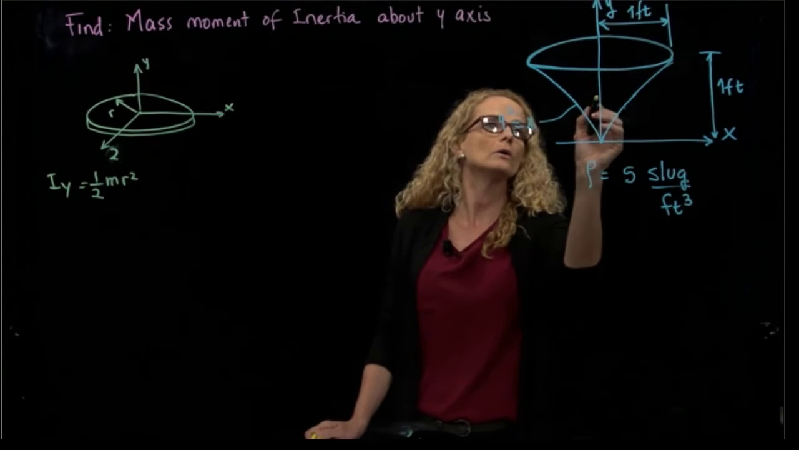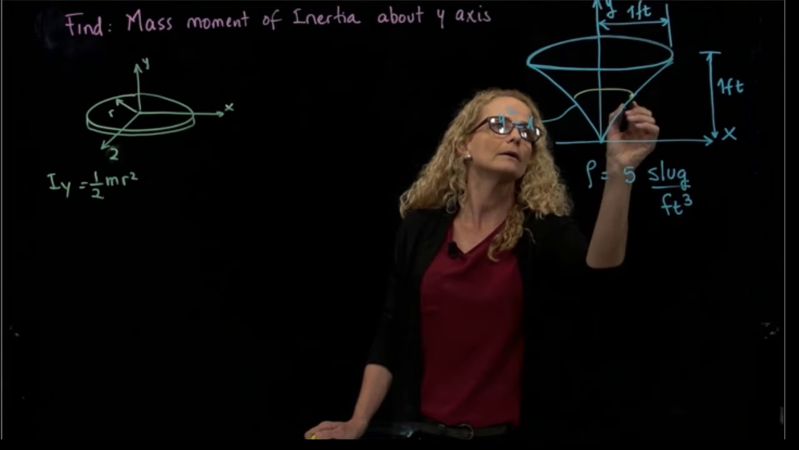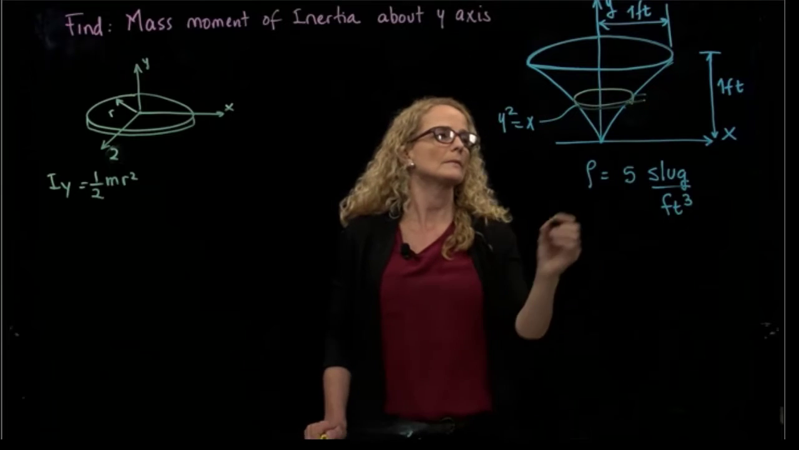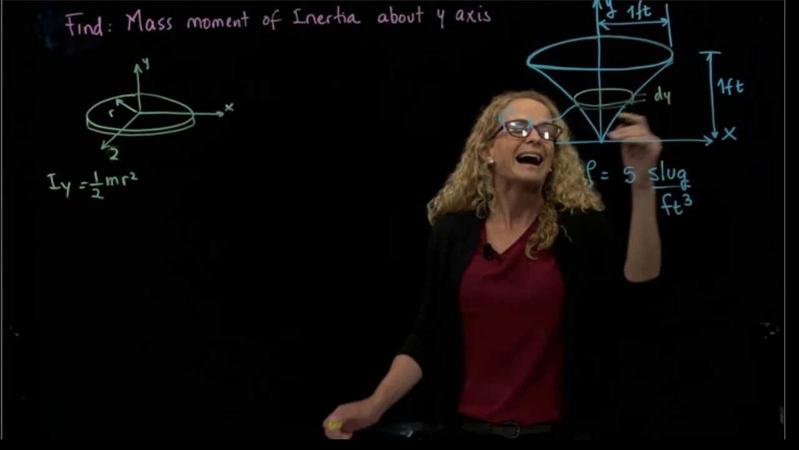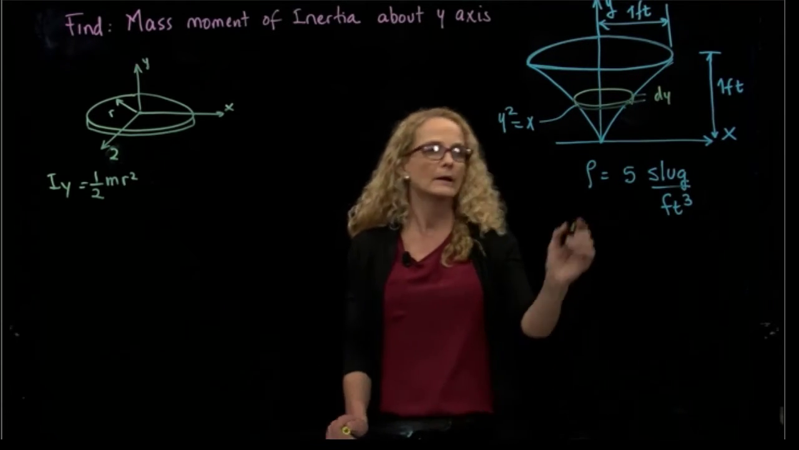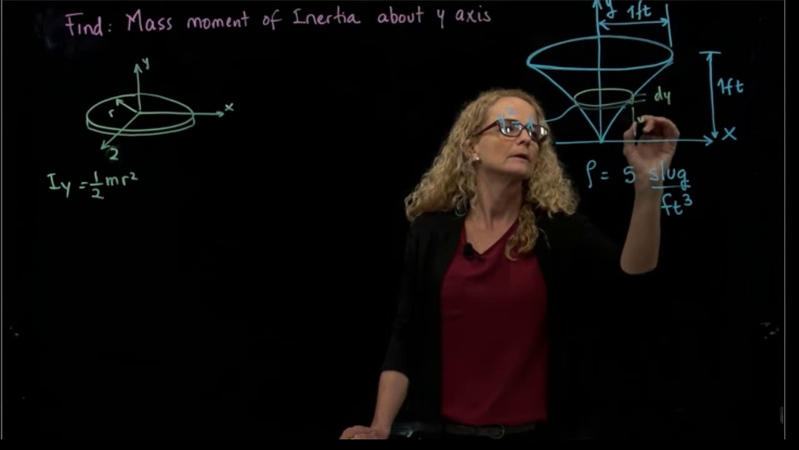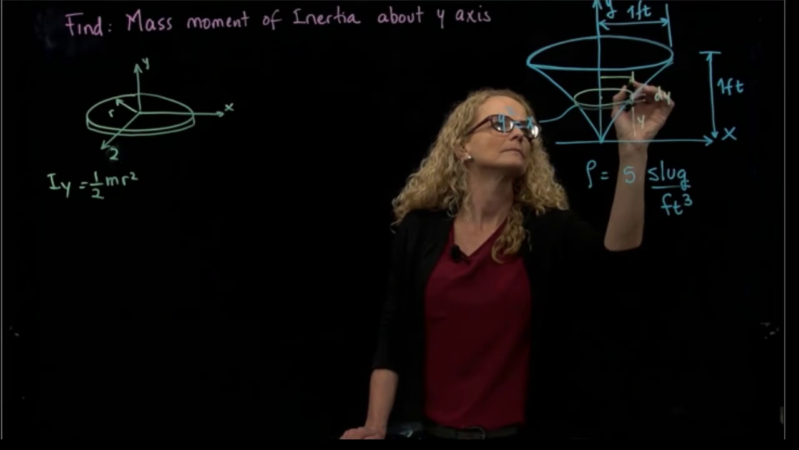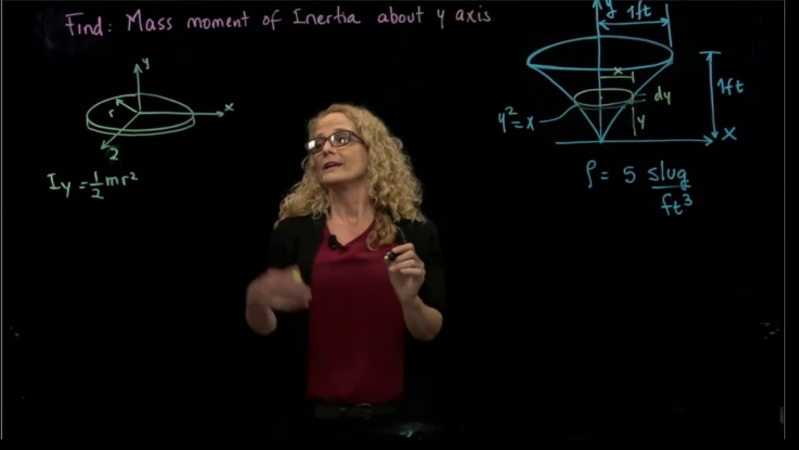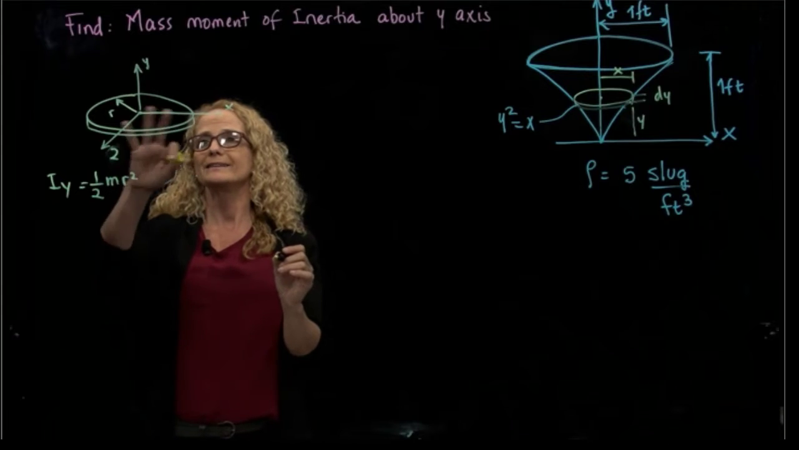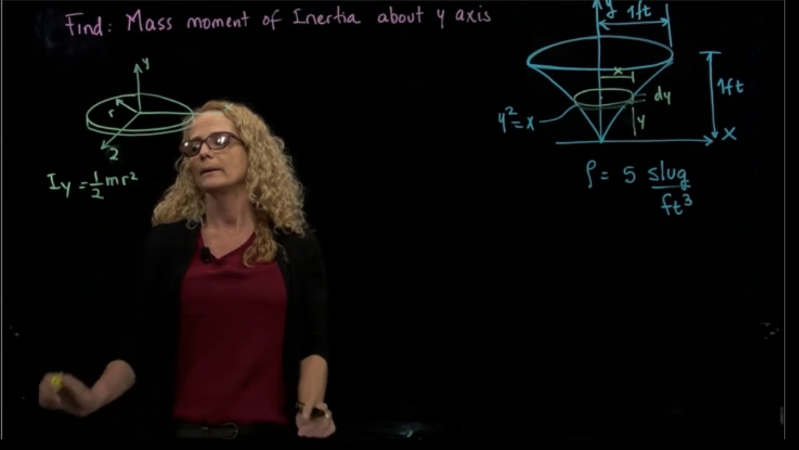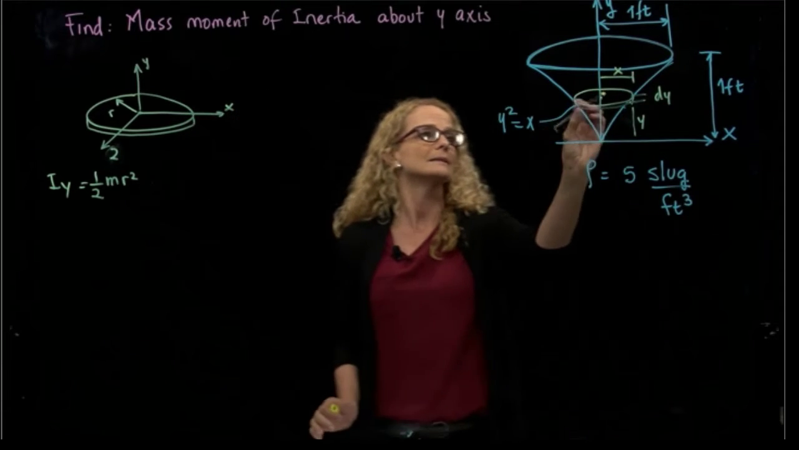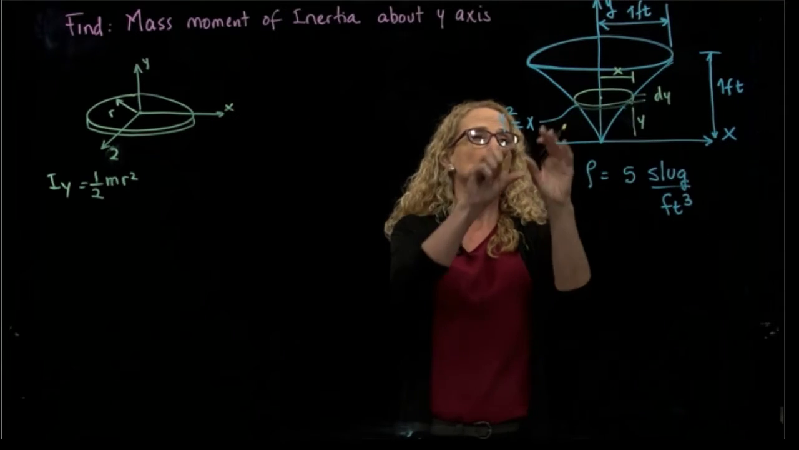So I'm going to draw this tiny disk right here. It has a height of dy, and a radius of x. So if the moment of inertia of that disk is I_y equals 1/2 m r squared, we can imagine that this disk is a differential of that volume.